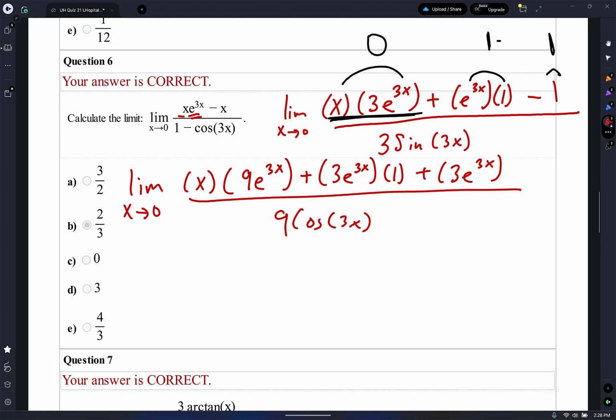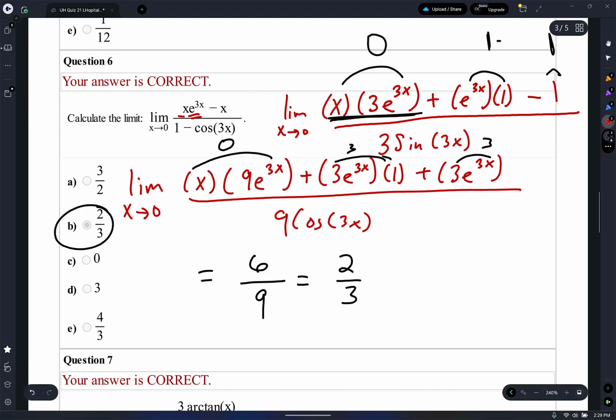And then I check this to see if this gives me 0 over 0 or some number. So let's see, if I plug in a 0, I see this guy is going to be 0. This guy will be 3. And this guy will be 3 again. Okay, so it looks like we're good now. So I'm going to have 3 plus 3, which is? And then cosine of 0 is 1, and 1 times 9? So 6 over 9 reduces to? There it is. 2/3.